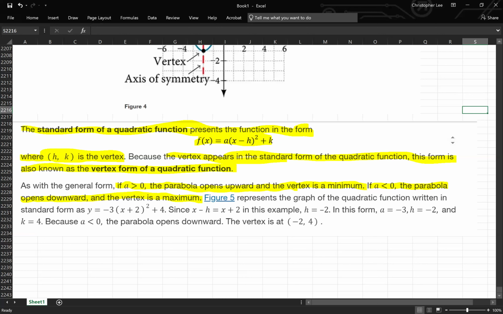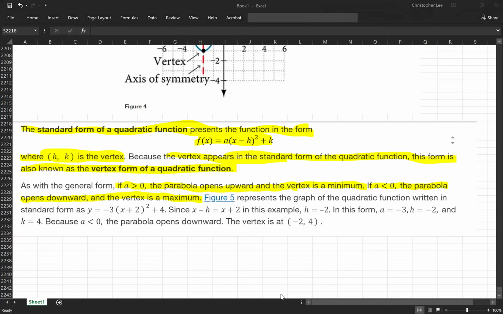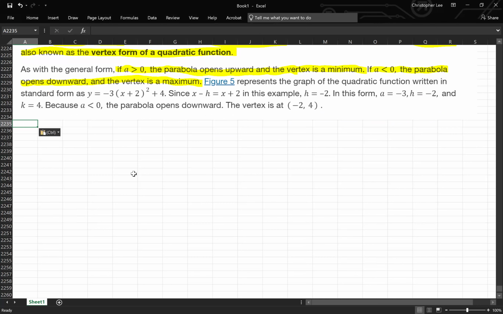Let me get that for you. Bear with me 1 second. This graph is ridiculous.